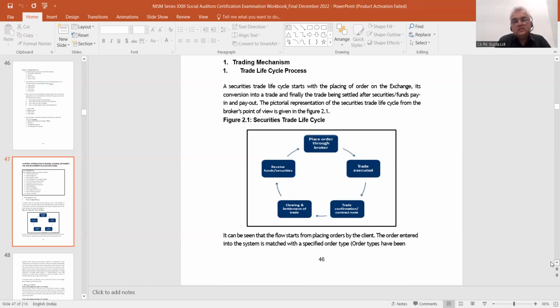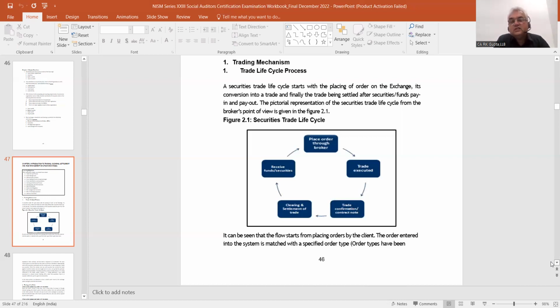Suppose you want to purchase something, then you have to be in touch with the shopkeeper. Similarly, the broker is the person who is helping you in executing your orders. It may be either a buy or a sell. So you have to place the order through the broker, then the trade is executed. Then trade confirmation or contract note comes, and clearing and settlement of trade, and then you will receive funds or securities. You will receive funds in case you want to sell your securities, or you will get securities in case you want to purchase securities.